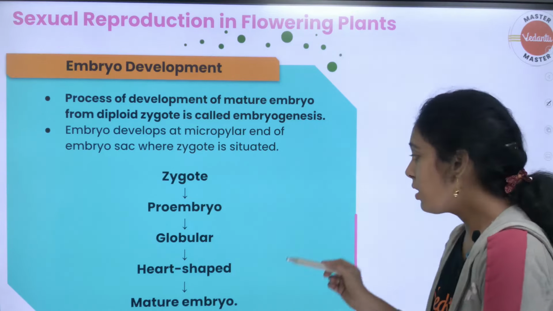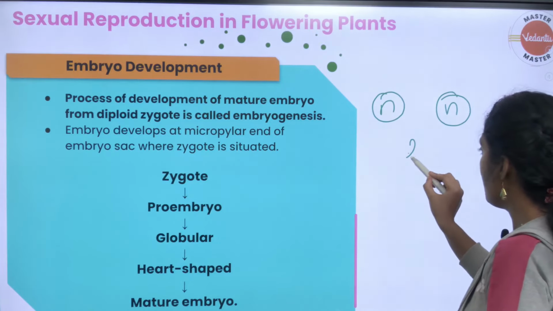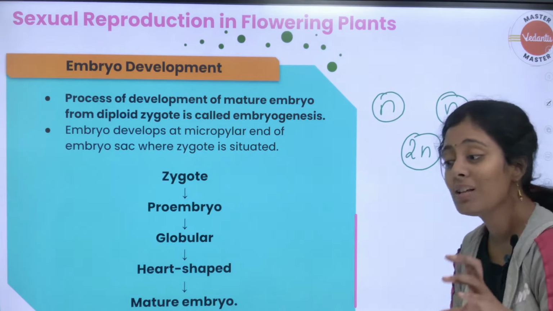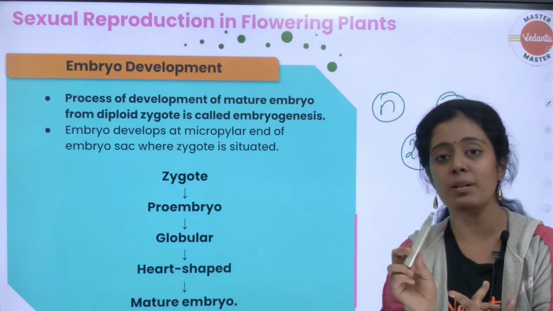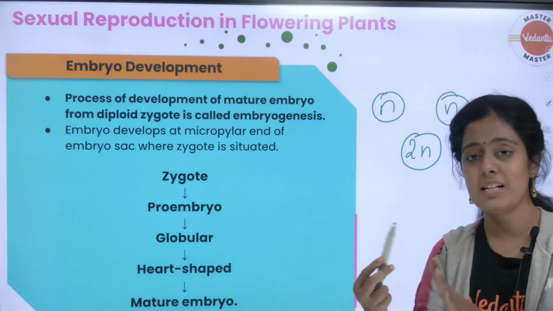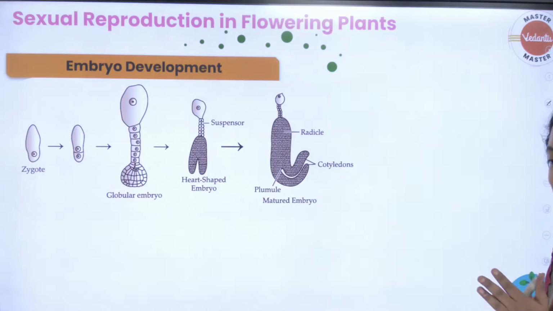The zygote: you have a male gamete and you have one egg cell. They will fuse to form the zygote. Now the zygote will undergo changes: proembryo, globular, heart shape, mature embryo. These are the various stages it undergoes. Finally it is going to form the mature stage.